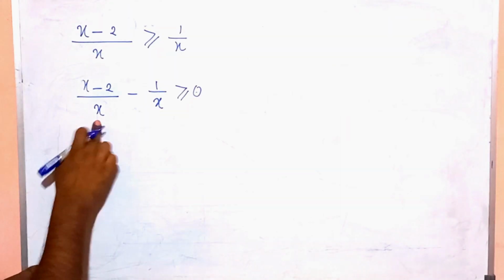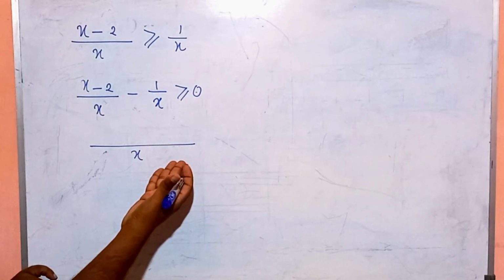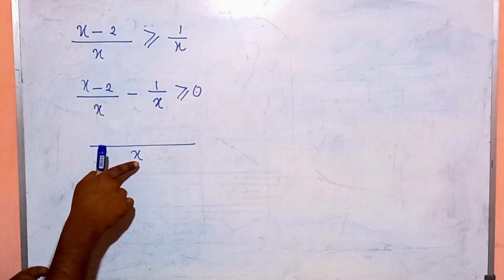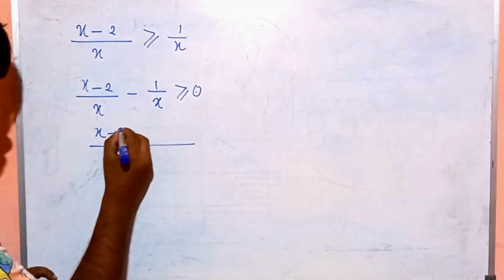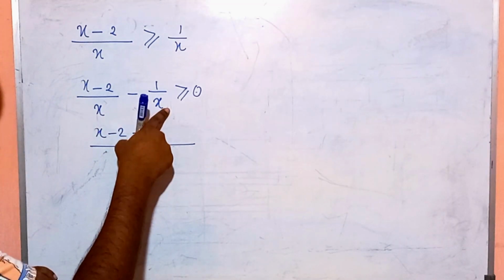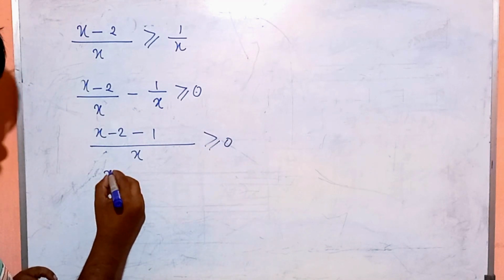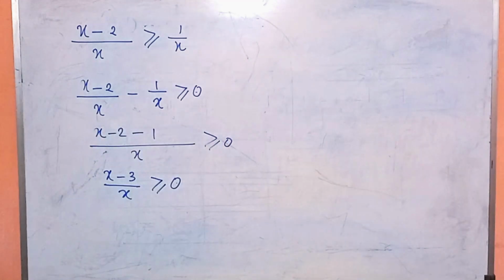Right? So that's the x here, that's another x here. So you can take x as a common factor, x as the LCM, right? So x divided by x, that's equal to 1. 1 into x minus 2, x minus 2. Minus x divided by x, that's 1, minus 1. That is greater than or equal to 0. So x minus 3 divided by x, and that is greater than or equal to 0.